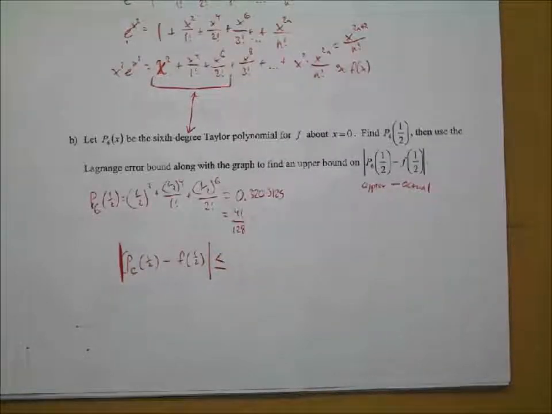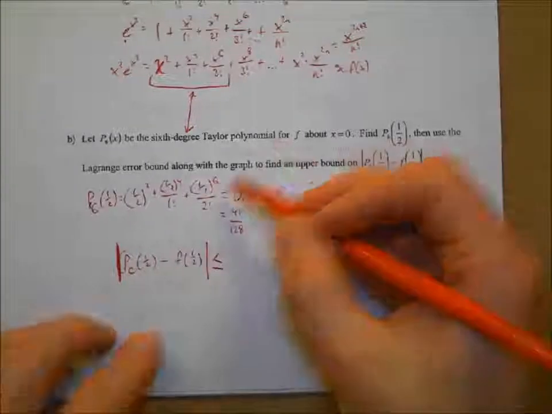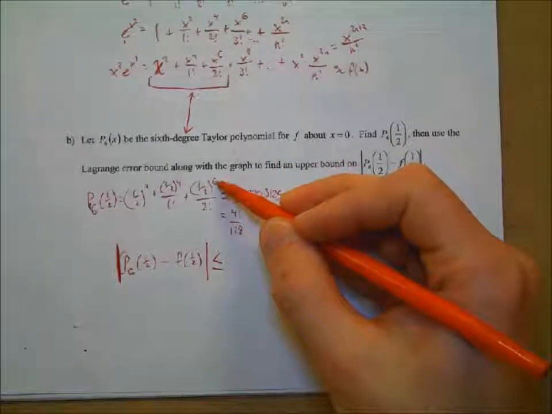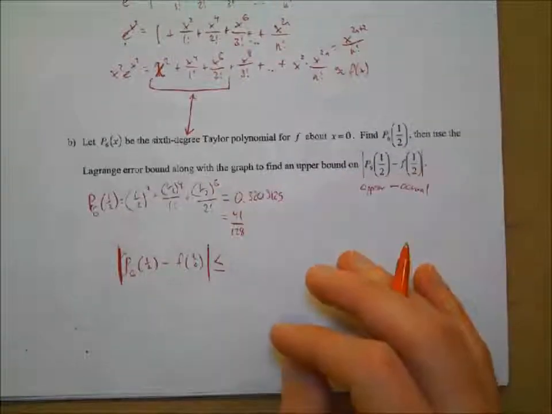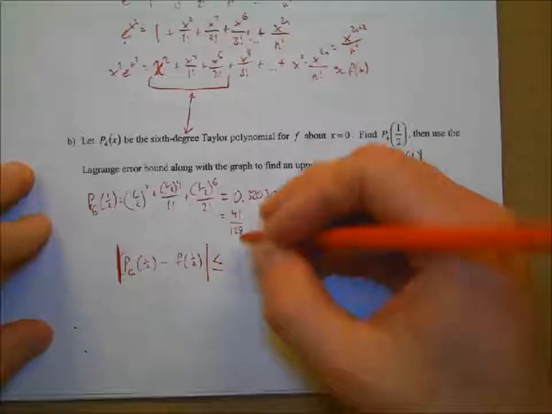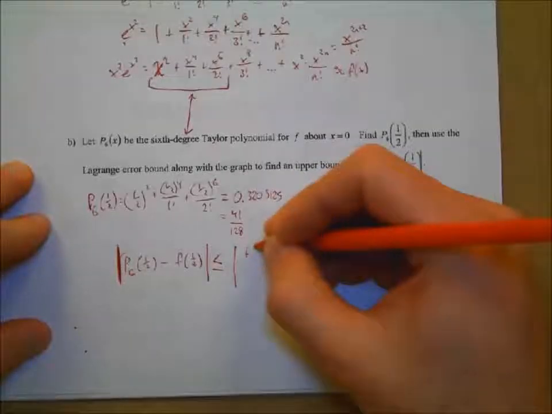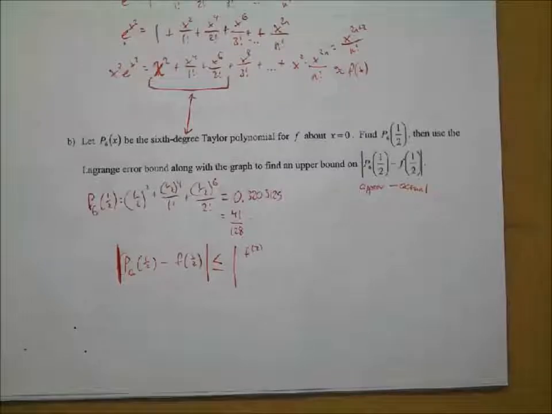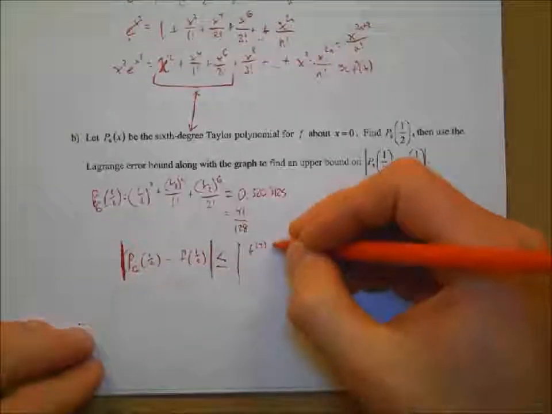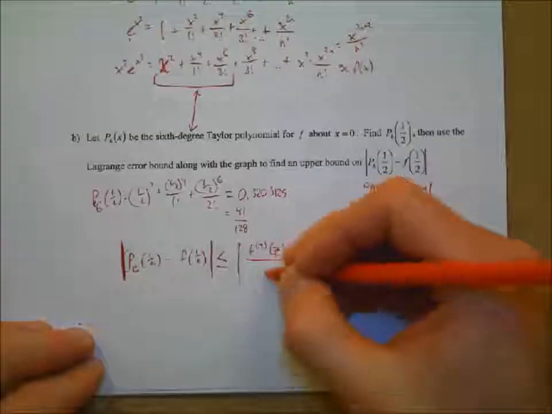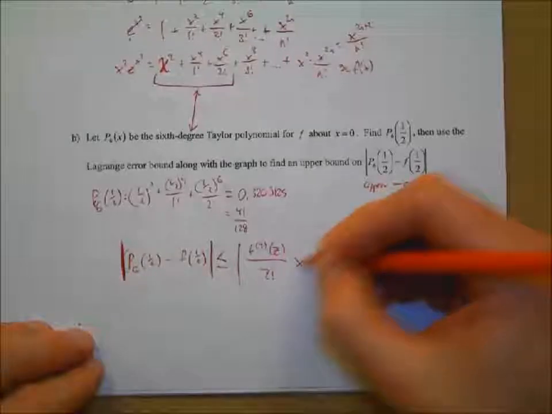And what's our next term in this case? What will n be? 7, right? We had n was 6 here, and so then we're going to go to 7. So the 7th derivative of f at z over 7 factorial, x to the 7.